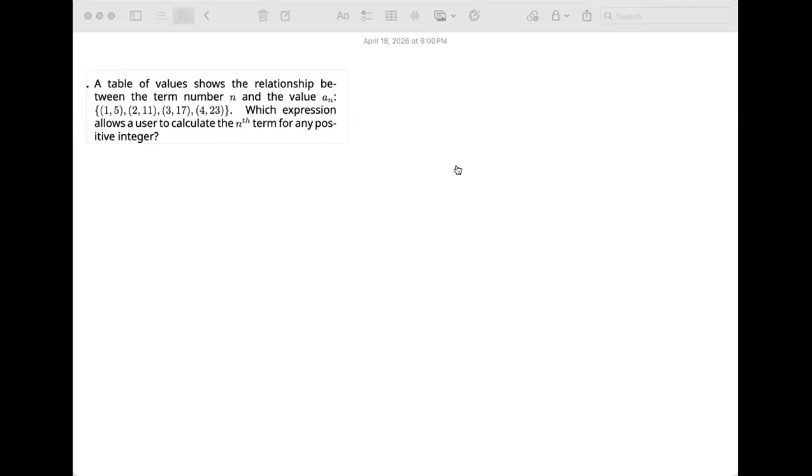Miss Priya, I don't understand the question. A table of values, write the xy as a table: 1, 5, 2, 11, 3, 17, 4, 23. Write it as a table of xy values. Yeah, but what is the question asking? The question is asking what expression allows you to calculate the nth term. Use the formula, find out the nth term. Can you do that for me?